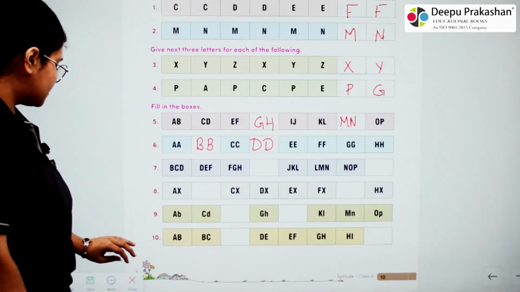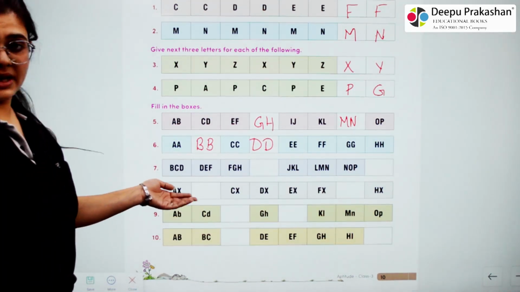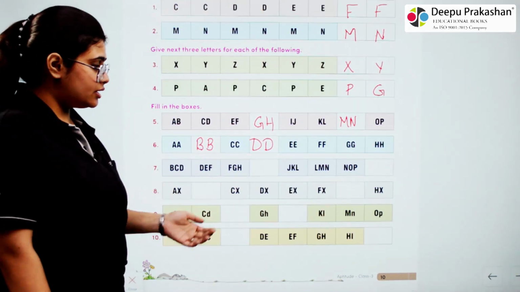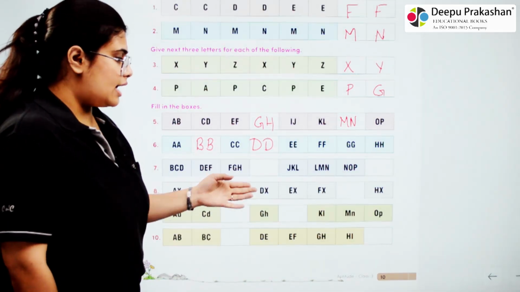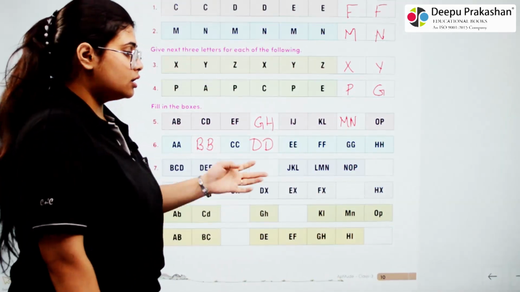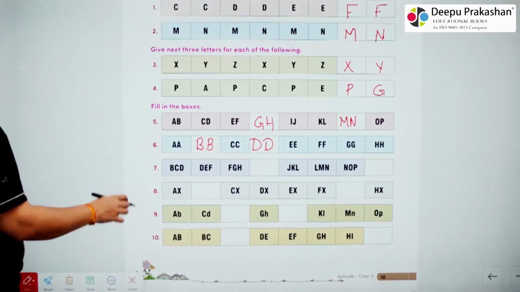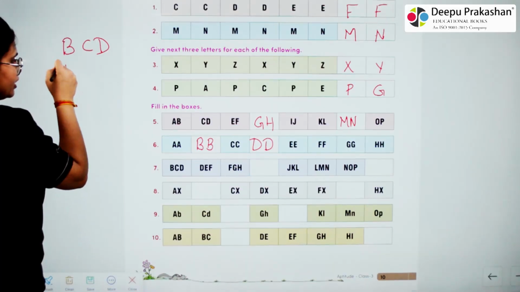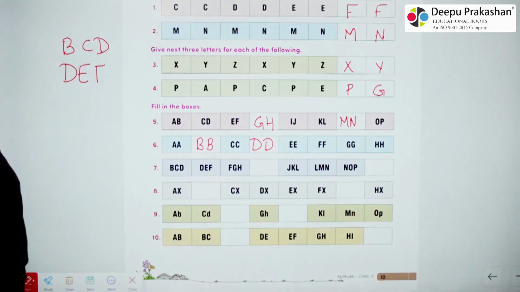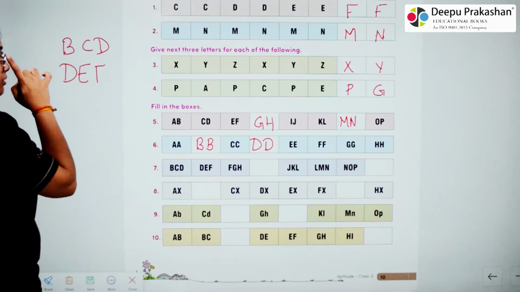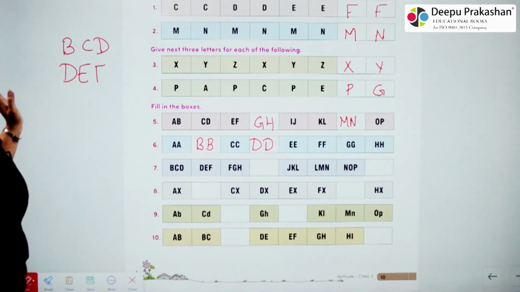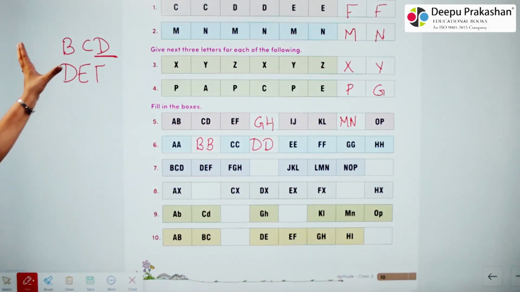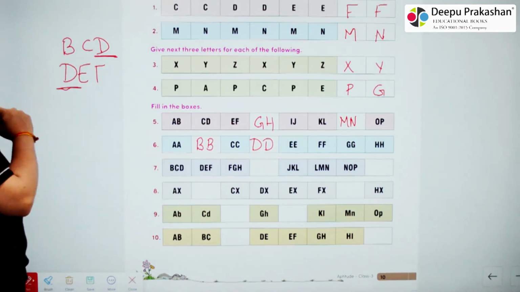Seventh, we are given BCD, DEF, FGH dash JKL, LMN, NOP dash. So here if we look at the series, we are given BCD. After that we are given DEF. That means if we look at these two pairs, we can easily see that the last letter of the first pair is the first letter of the second pair.